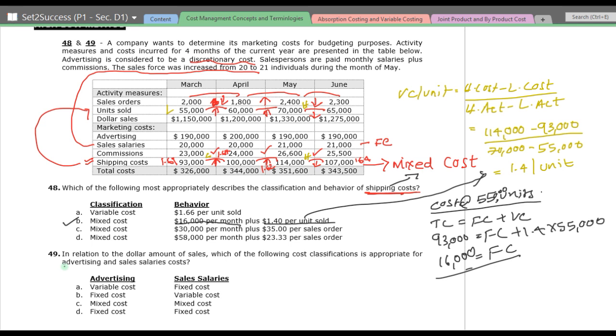Next, in relation to the dollar amount of sales, which of the following cost classifications is appropriate for advertising and sales salaries cost? First of all, sales salary is a fixed cost. Advertising is 190,000, then 200,000, then 190,000, and 190,000. This is also an example of fixed cost.